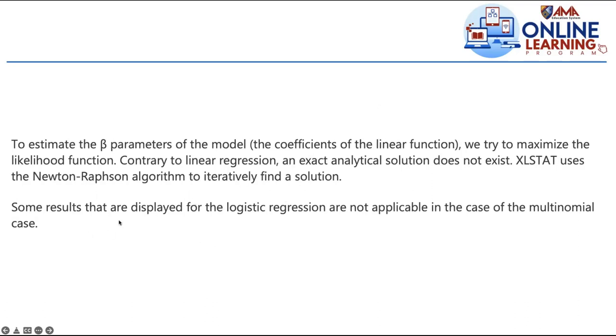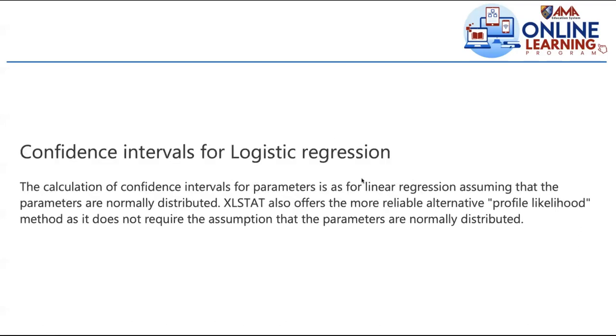Some results that are displayed for the logistic regression are not applicable in the case of the multinomial case. Okay, class. So now there's confidence interval. Actually, we have this, and we can see this in the results. But I cannot discuss more about this one. The confidence interval needs a lesson of its own.